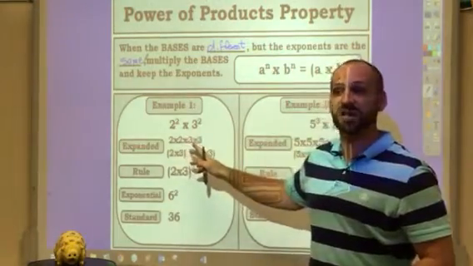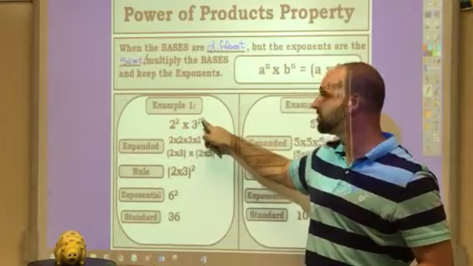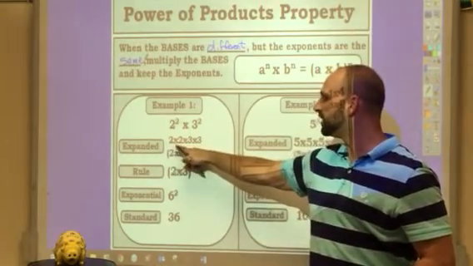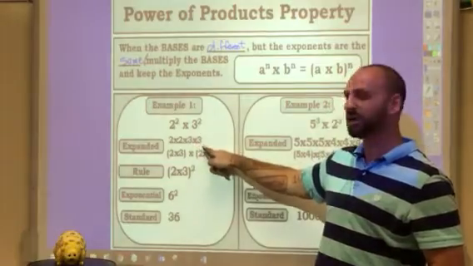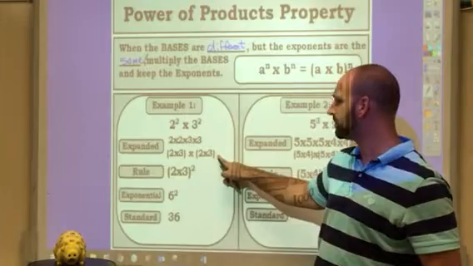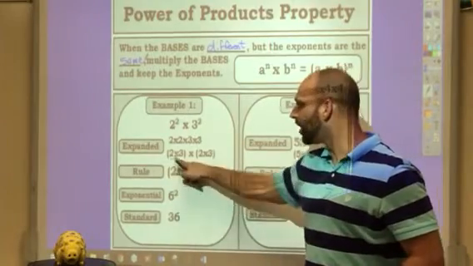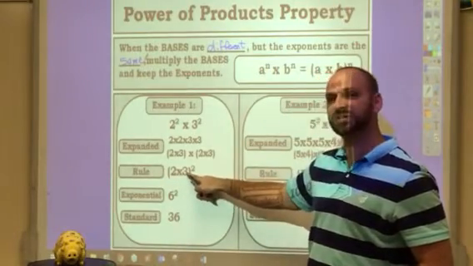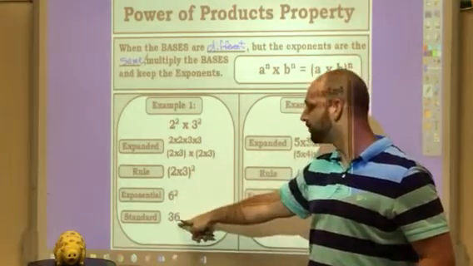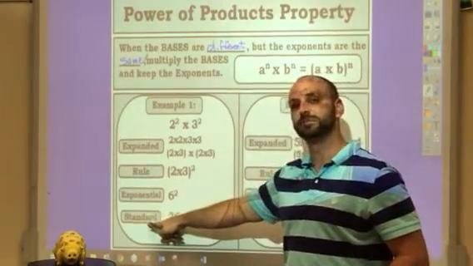So let's look at some examples. 2 squared times 3 squared. In expanded form, you can see how we expand this expression out, and then we're able to regroup 2 times 3 and 2 times 3. Our rule says that we multiply our bases and keep the exponent. That gets us 6 squared, or 36 in standard form.